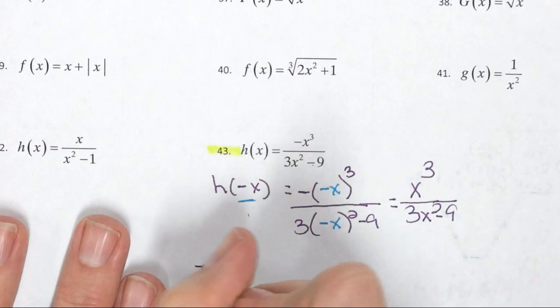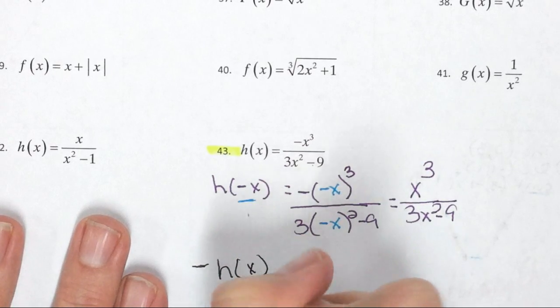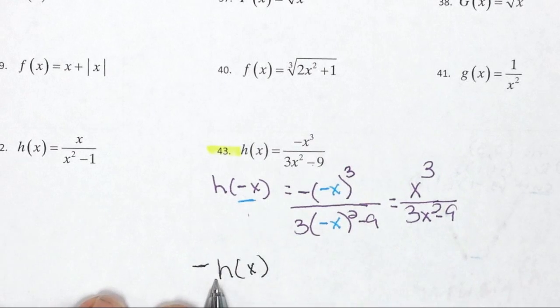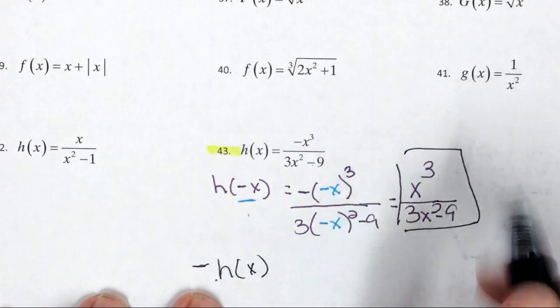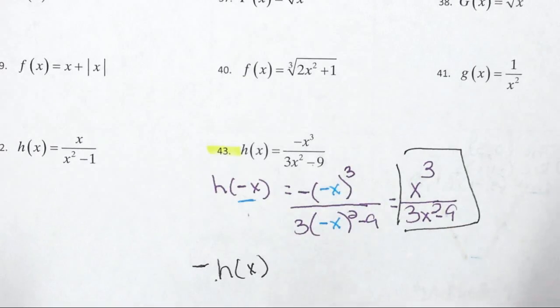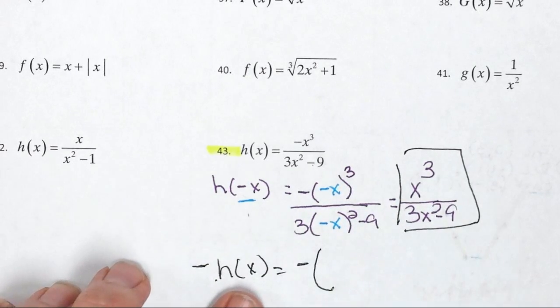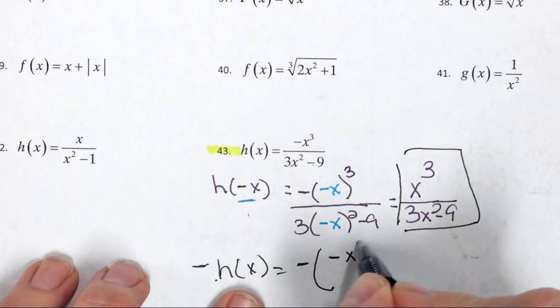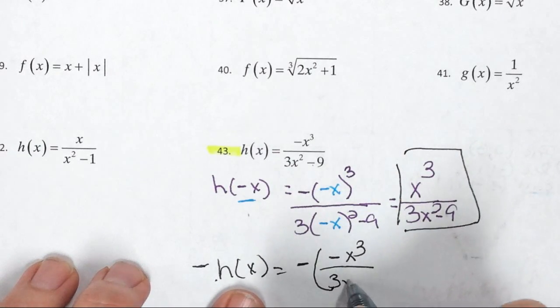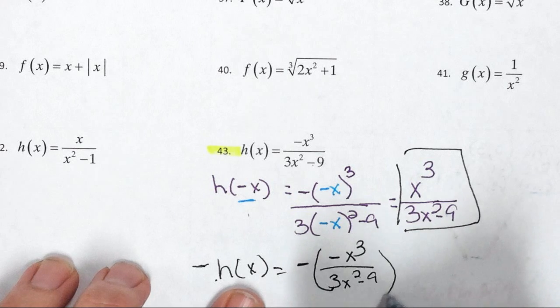The other one. I got to go check negative h of x. And if this is equal to the one we just got, then it's odd. If it's not, it's neither. So we go write down our negative, open parentheses, and then just recopy the whole function back. It's a really easy thing to check.